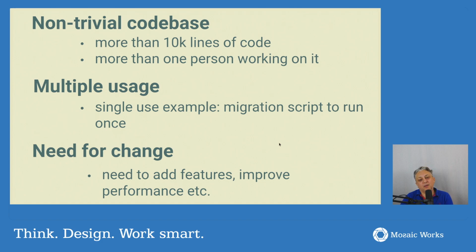So in order for the discussion to make sense, we will talk about non-trivial code bases, more than 10,000 lines of code, with more than one person working on it. Why 10,000? It's rather arbitrary. It can be 2,000, can be 3,000. If you have, let's say, 5 people, it's likely that the 5 people will more or less know different parts of the code.